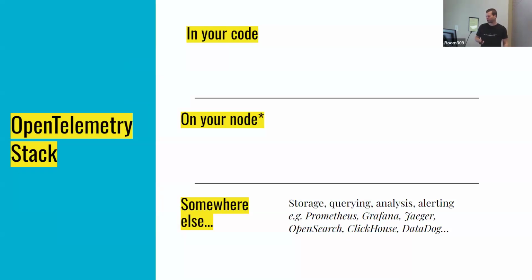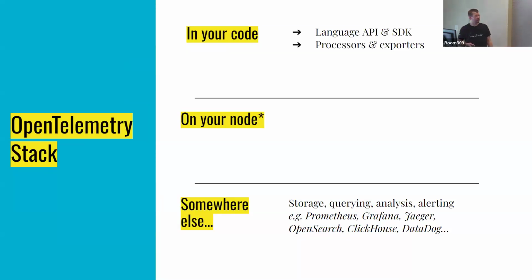So in your code, oh, this slide got messed up. Oh, well. In your code, that's where the language API and SDK goes. That's where you have processors and exporters, right? So I mentioned that it's an extensible architecture. So we have plugins that we can use. We have instrumentation libraries, right? Those are the things that translate. And then we have manual instrumentation. This is important too, right?